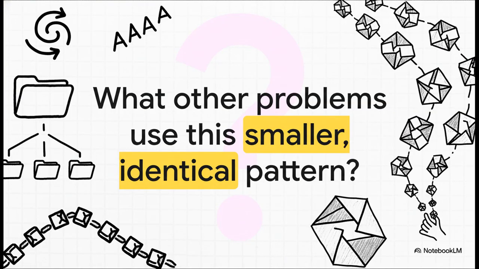And you know, this way of thinking, breaking a big problem into smaller, self-similar pieces, it's not just for code puzzles. It's everywhere. It's used for sorting files, for drawing complex patterns in nature, even for things like family trees. So the real question to leave you with is, now that you know how to spot this pattern, what other big problems can you solve by just breaking them down?